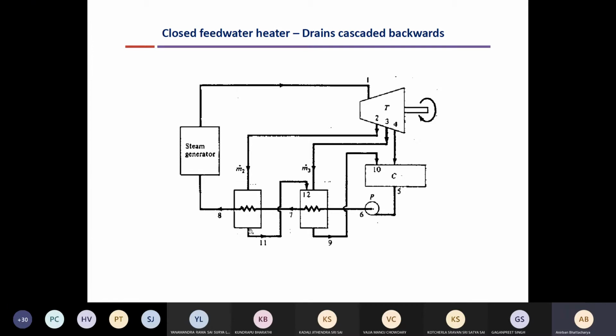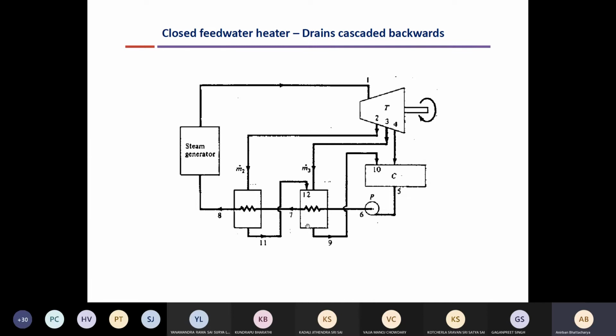Similarly, for the next feed water heater, the steam gets converted to liquid water after heat exchange. So for this liquid water, the pressure is decreased by using a throttling process. So there is a sudden change in the cross sectional area. As a result, the pressure drops at an equal enthalpy, and this is passed to the previous feed water heater, which was at a lower pressure. Okay, so this is the process.